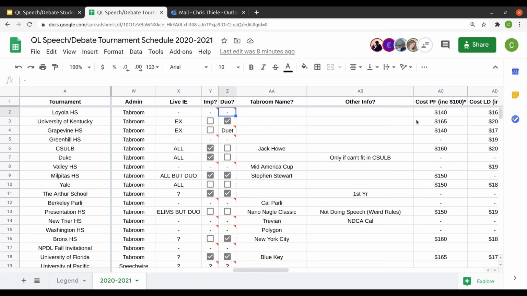Does the tournament allow impromptu duo? As we talked about, not all tournaments do this year, and so this lets you know what they're offering for the tournament. What the tab room name is. Sometimes the tournaments have weird names, not actually what they're called from a school perspective. And so you might have to search this name on tab room to find the specific tournament so you can look up more information. Is there any other specific info that you should know about? It'll be in this column.